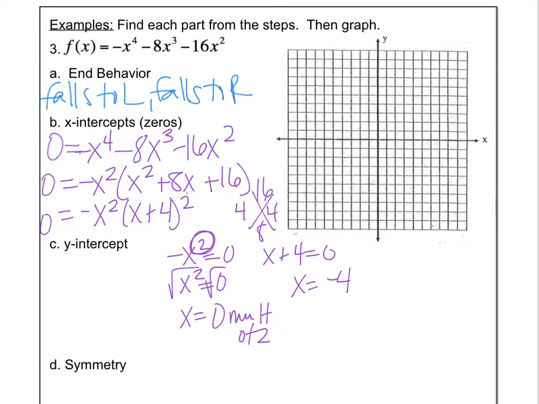Look back at the problem. What was the exponent on that? 2. So what does that mean is happening for both of these? Both of these are bouncing. This is going to bounce. And this one's going to bounce.